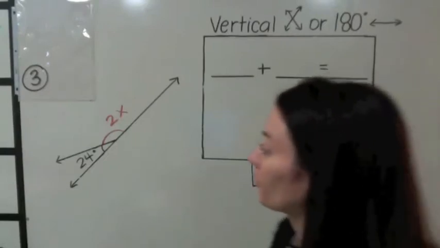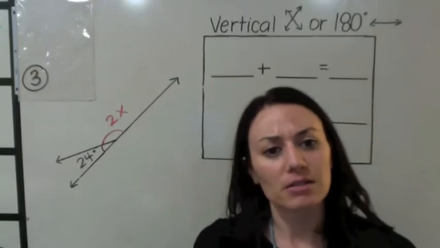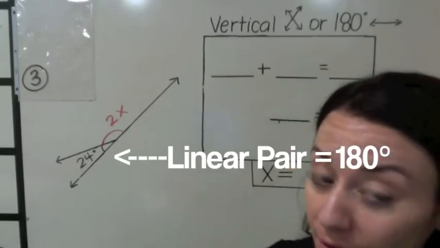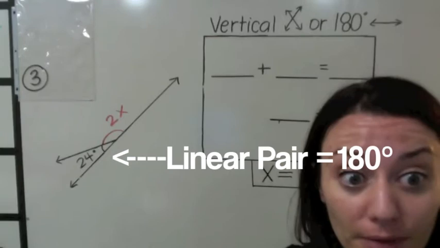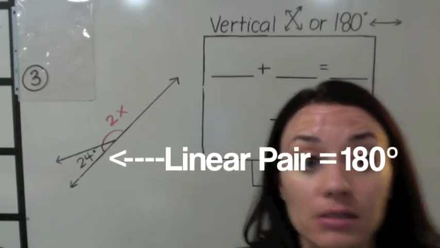Take a look at number 3. Does number 3 look like vertical angles? Does it look like an x? Or is it a linear pair? It's a linear pair, right? These angles add up to be how many degrees?